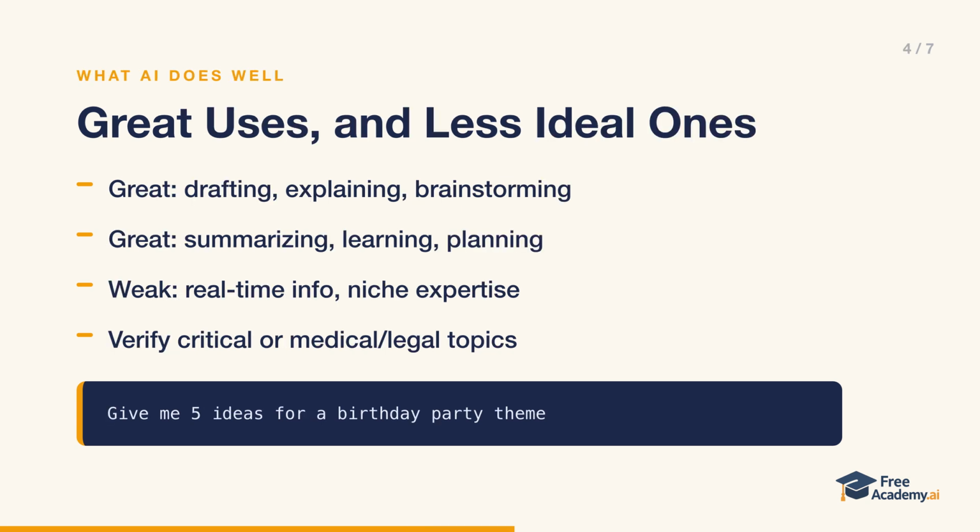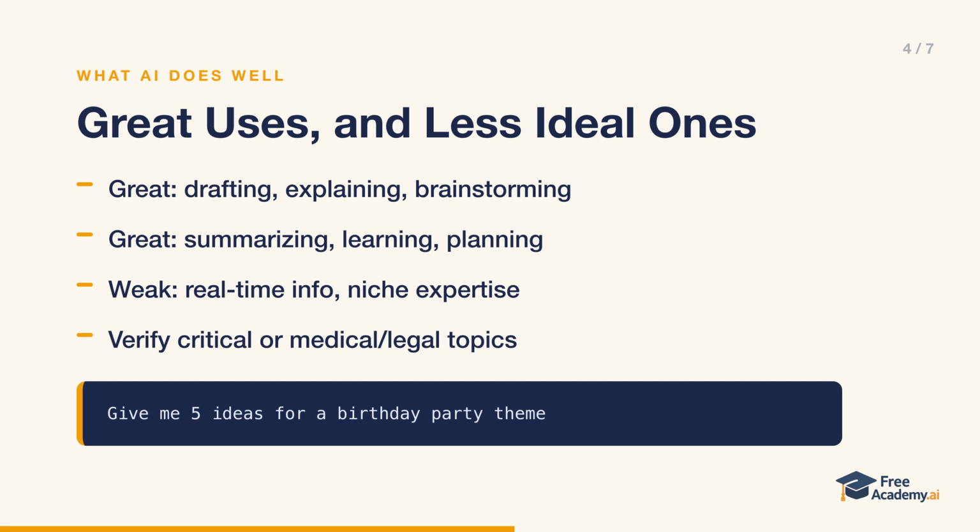As you experiment, you'll notice AI is great at certain things. It's excellent for drafting emails, messages, and posts, for explaining concepts and jargon, for brainstorming ideas, for summarizing articles and documents, for learning new topics, for planning trips or projects, and for problem solving. For example, you might ask, "Give me 5 ideas for a birthday party theme." That plays right to its strengths, but some tasks are less ideal.